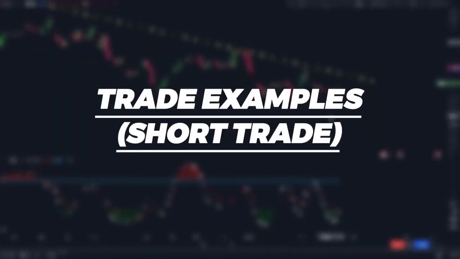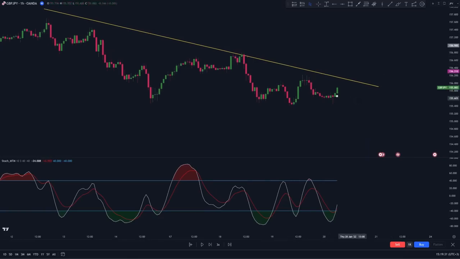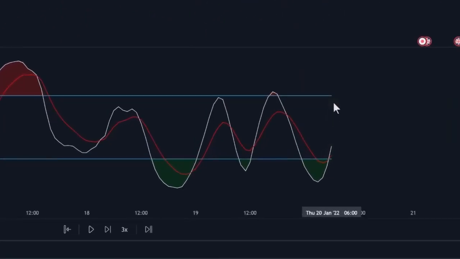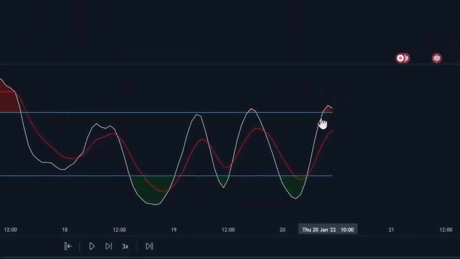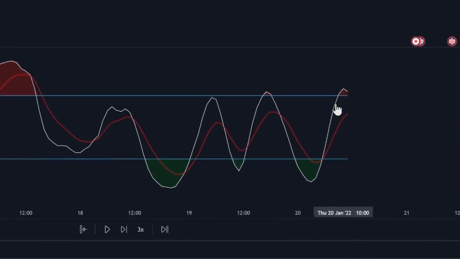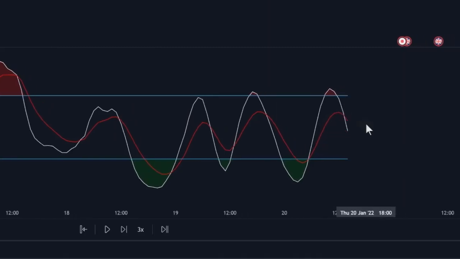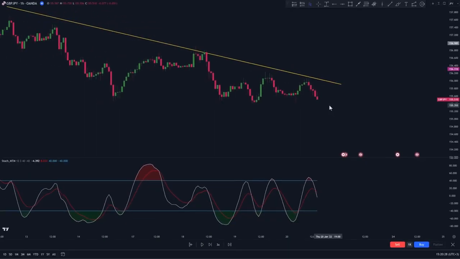To take a short trade, it's going to be the opposite. So in a bearish trend, for example here, we're basically going to wait for the stochastic oscillator to go above the upper band. This indicates a pullback in a bearish trend. After we have the pullback, we want the stochastic oscillator to come back below the upper band and cross below this red EMA. This crossover indicates the end of the pullback and the beginning of a bearish trend continuation. And this is where we're going to enter our trade.